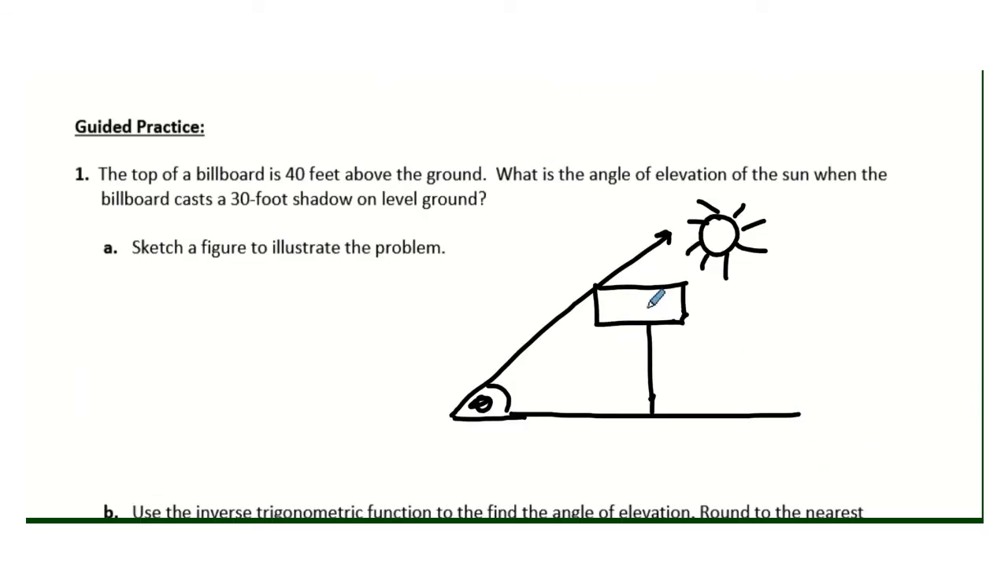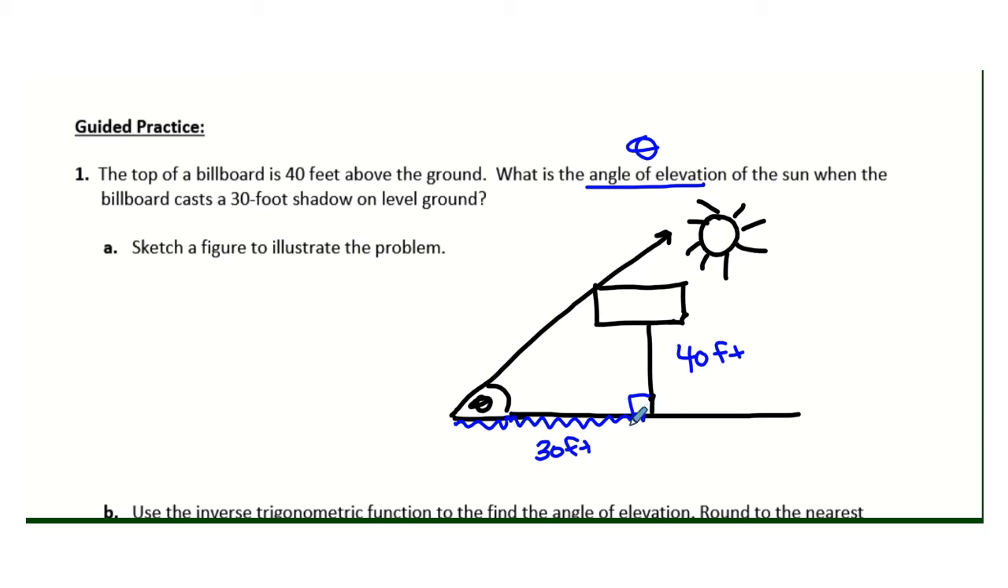The top of a billboard, you can see my beautiful billboard right here, is 40 feet above the ground. So this height is 40 feet. What is the angle of elevation theta of the sun when the billboard casts a 30-foot shadow? So we're talking about this part right here. This is the shadow, so 30 feet, just this part over here. This would be a 90-degree angle.